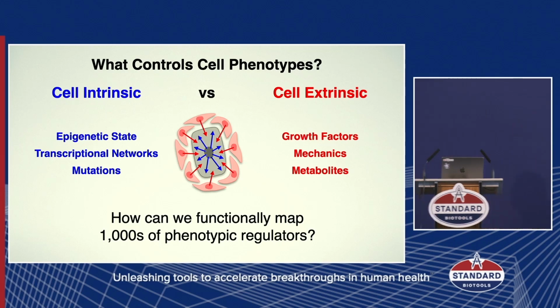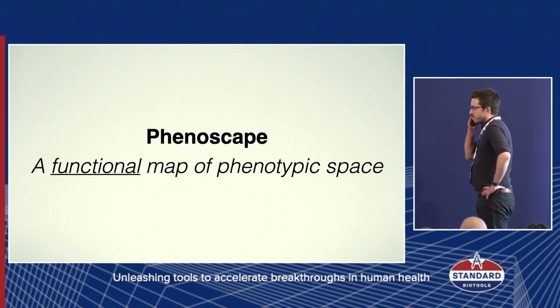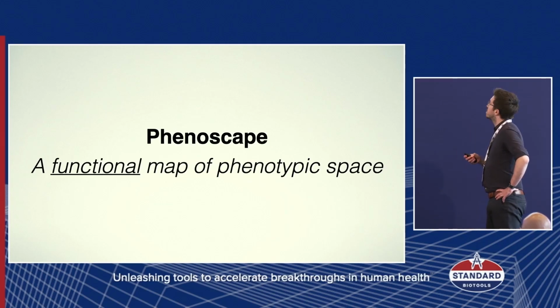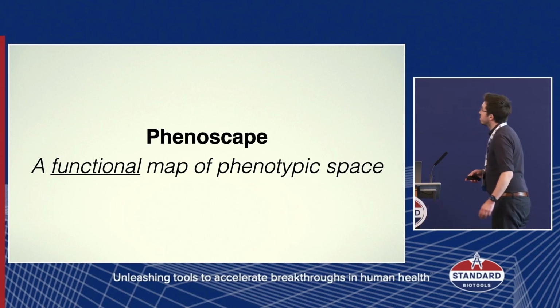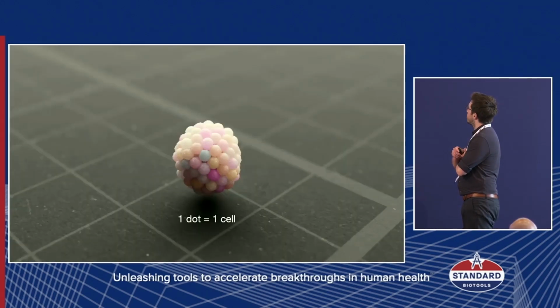So I'm going to stand over here. So to do this, my lab's interested in this concept of phenoscaping. So this is a functional map of phenotypic space. And this is a bit of a buzzword at the moment. It's something that people are kind of interested in single-cell technologies, and it's something that we've been developing a lot in my lab as a way to study cell-cell communication and tumor microenvironment.